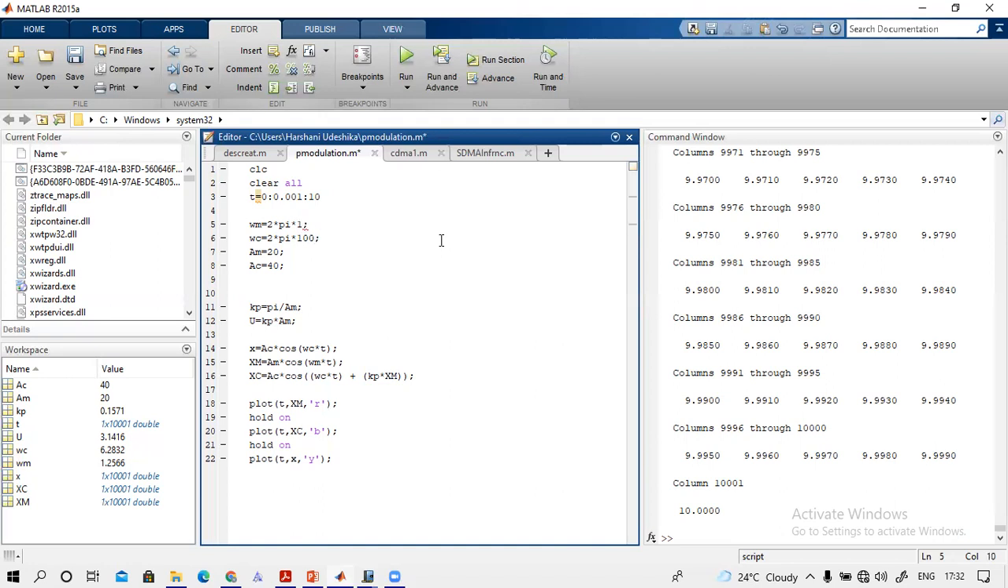This is the amplitude of the modulating signal, the information signal, and this is the amplitude of our carrier signal. And here I define the phase sensitivity, kp, and here I define the modulation index. So here is the carrier signal, and here we have the information signal. This is a very simple MATLAB program.